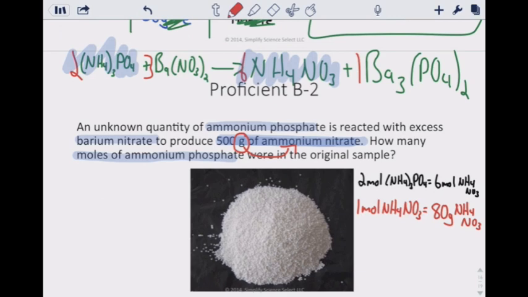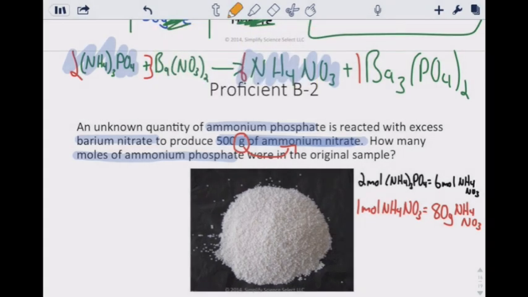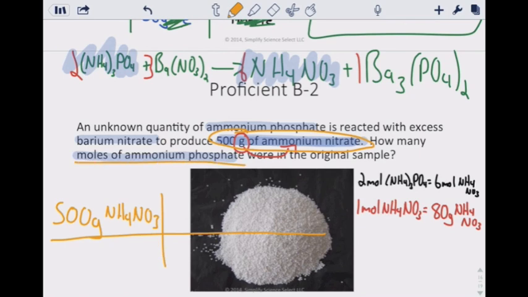We can go ahead and start working out our problem. When working this out, we start with what it gives us. It gave us 500 grams of ammonium nitrate, so 500 grams of NH4NO3. Start here, and we're going to go until we get moles of ammonium phosphate.